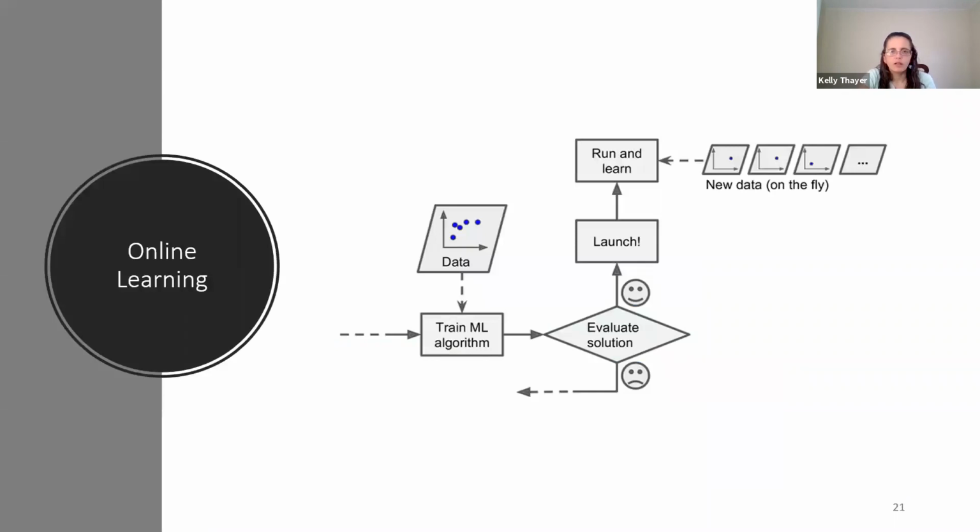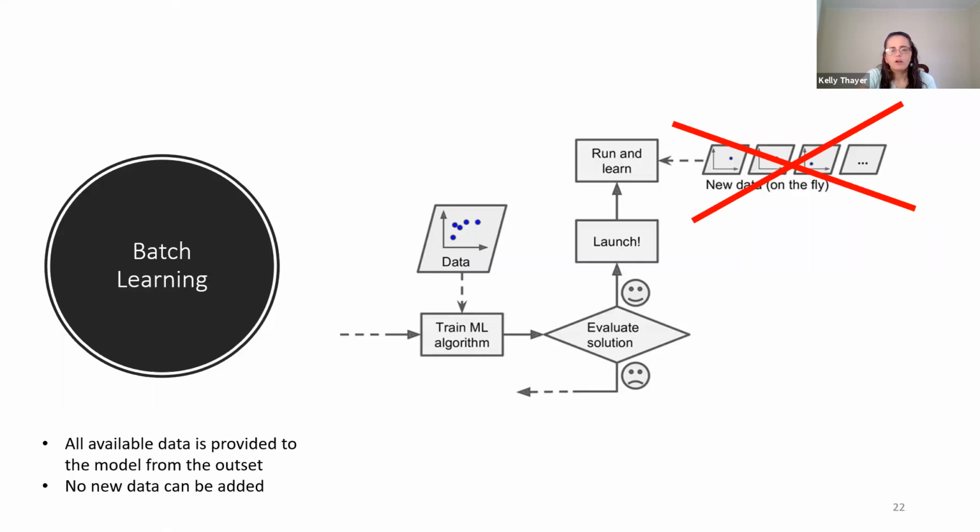In online learning, let's try to understand what that might be like. Here we have some data and we're going to train a machine learning algorithm. Then we evaluate the solution. If it's great, we launch, and then we can run and learn some more, and we get new data on the fly. That data can then be incorporated into the analysis and used to iterate if needed. That's considered online because as we're going along, we're generating new data that gives us additional information that can be used to train and improve the model.